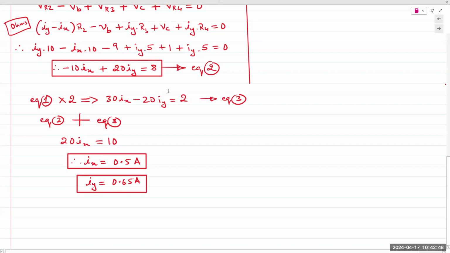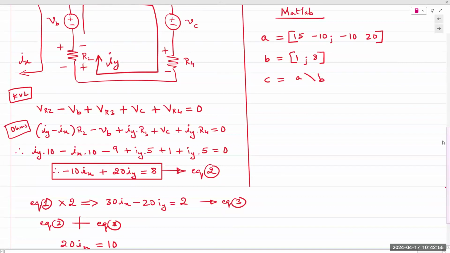And now that you have the answers for both mesh currents, all you have to do is go to these equations that you wrote out earlier, and you can find the voltage for any resistor, right? VR3 is Iy times R3, VR4 is Iy times R4. You take those terms from the equation that you wrote out at the beginning, you plug in the mesh current values in there, and then you have the resistor voltages.